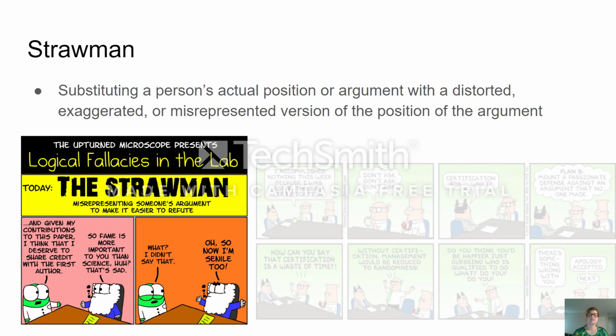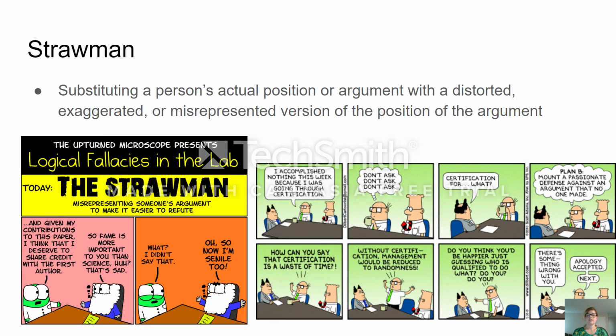So an example of this is kind of like, okay, let's look at this comic over here. It says, and given my contributions to this paper, I think that I deserve to share credit with the first author. It's like, oh, so fame is more important to you than science? Huh? That's sad. And he's like, I didn't say that. He's like, oh, so now I'm senile too. Like, he never said that fame is more important to him than science, right? He just said that he thinks that he should be recognized as well. It's not the same argument that they're fighting, right?